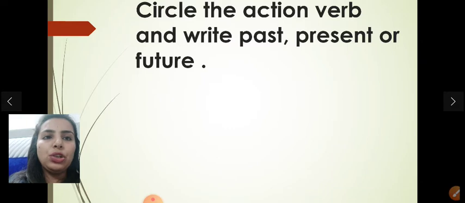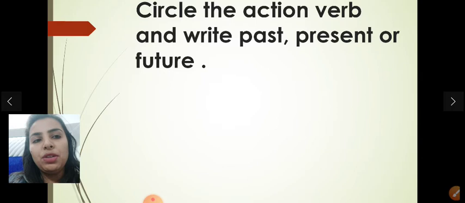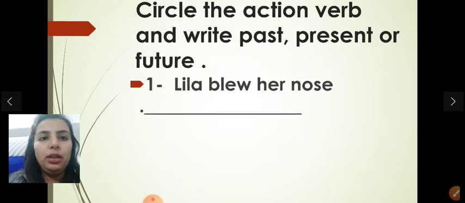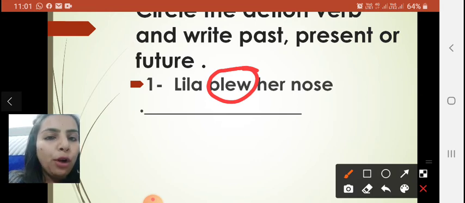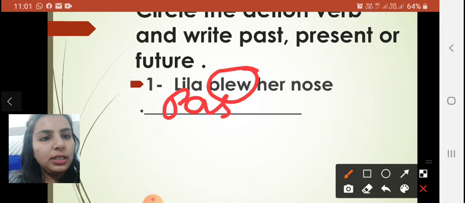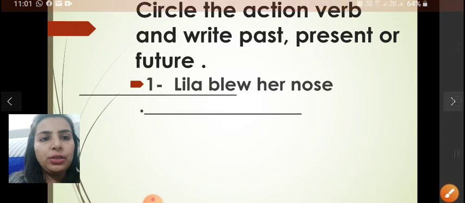Now see the next. Next is you have to circle the action verb and write past, present or future. First, you have to circle the action verbs and then you have to write these sentences past, present or future. So let's see. First one. Leela blew her nose. Here the verb is blew. So circle the verb which is blew. So blew is the past irregular form of blow. So which type of sentence is this? It is past tense. Okay. Now see the next.